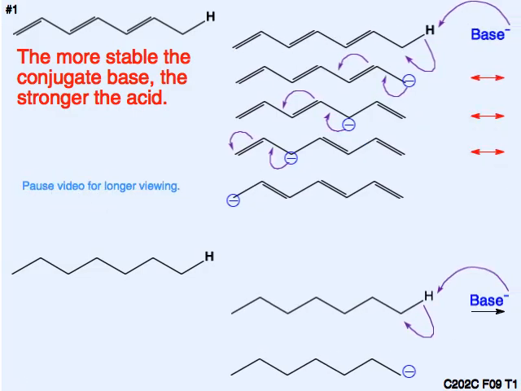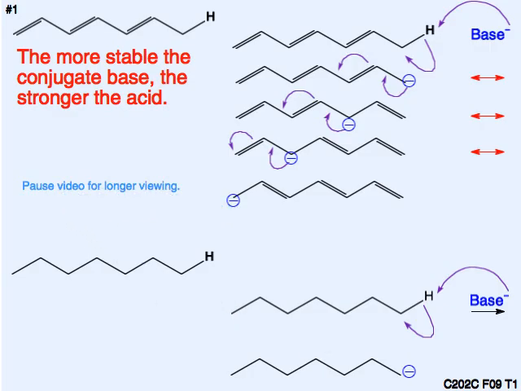Here are the conjugate bases of the compound on top and the compound on bottom. We see that for the compound on top there are 4 resonance contributors, and for the compound on bottom there are none. Resonance helps to stabilize the conjugate base, and therefore the more stable conjugate base is the compound on top, and therefore this hydrogen on top is the more acidic one. Okay, you can pause the video if you'd like to view this longer.